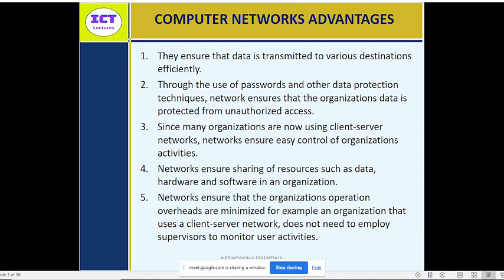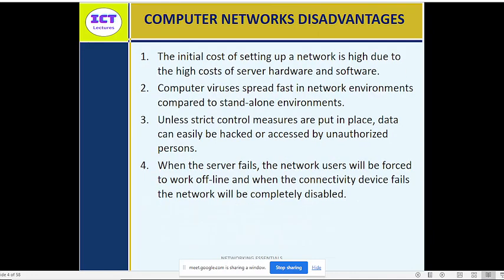As we proceed, we are going to look at more advantages. But as I mentioned, there are also disadvantages of computer networks. One, they are very expensive to implement, right? To have a successful computer network, you need to purchase sophisticated hardware and software. It also requires configuration, so you need personnel who are well conversant with implementing these particular networks.